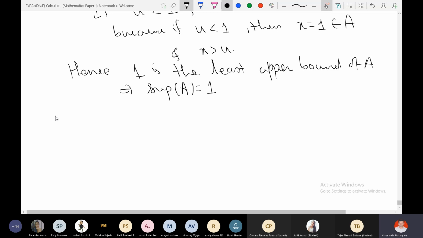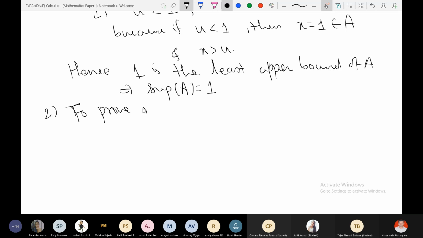Now secondly, to prove the infimum of A is 0. So the first part is that 0 is a lower bound.